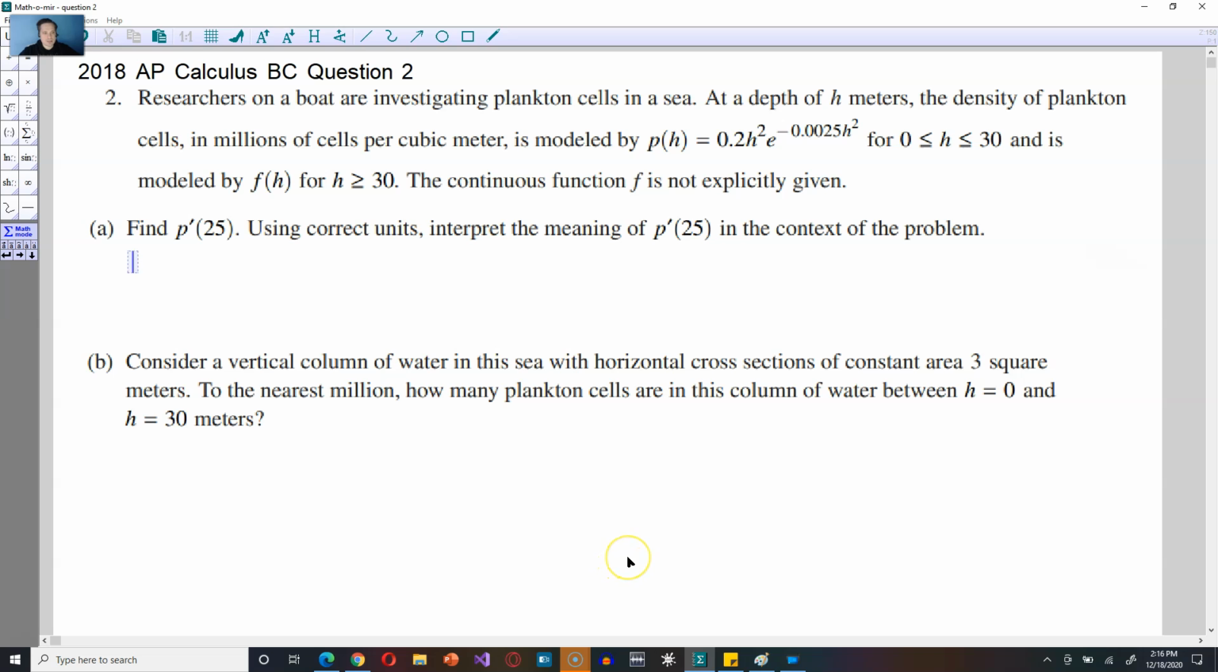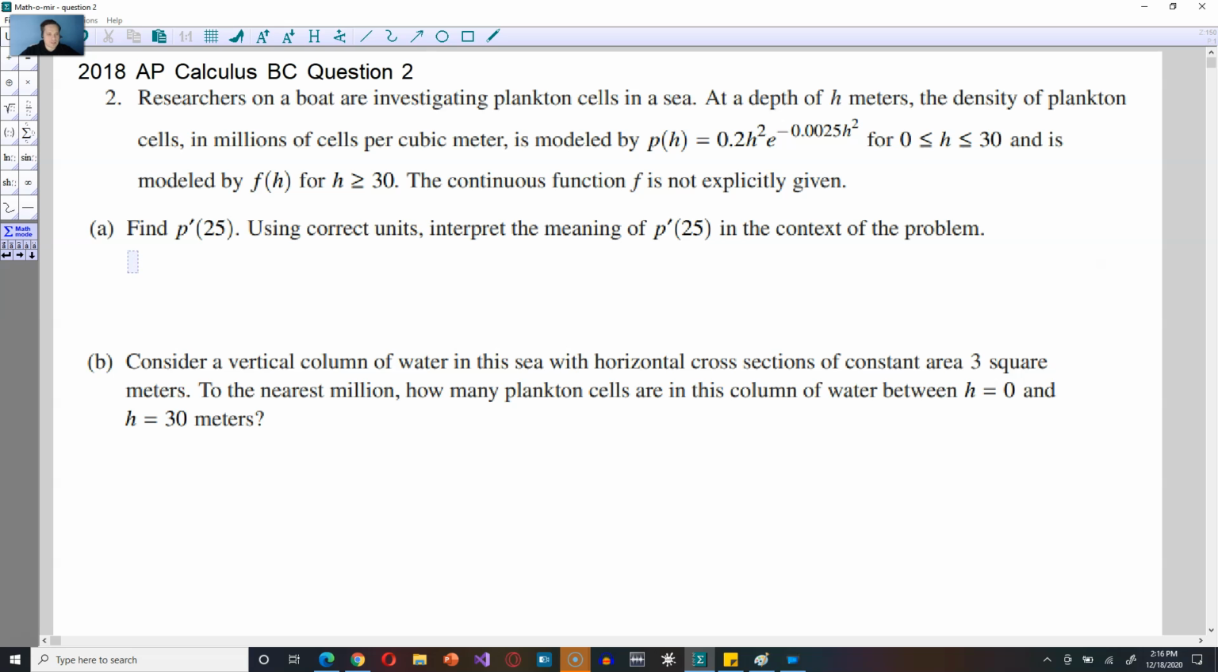Welcome friends, in this one, take a look at answering this question from the 2018 AP Calculus BC question 2. Researchers in the border investigating plankton cells in the sea. At a depth of h meters, the density of plankton cells in millions of cells per cubic meter is modeled by P of h equals 0.28 h squared e to the negative 0.00258 h squared, where 0 is less than h less than 30, and is modeled by f of h for h greater than or equal to 30. The continuous function f is not explicitly given.